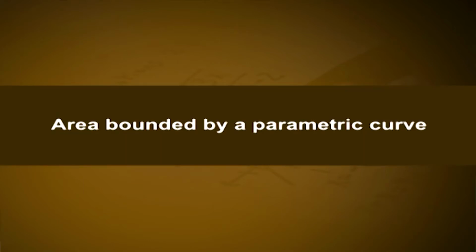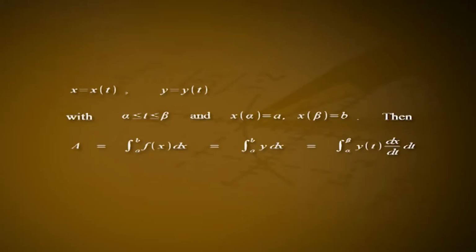Area bounded by a parametric curve. Suppose the curve is represented by the parametric equations x = x(t), y = y(t), with α ≤ t ≤ β, and x(α) = a, x(β) = b.